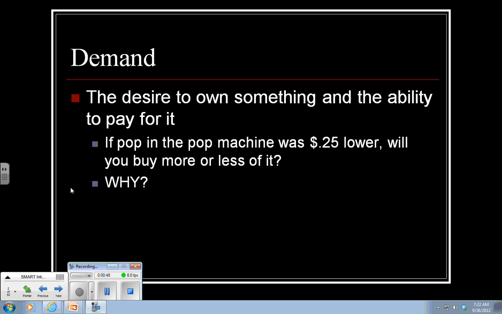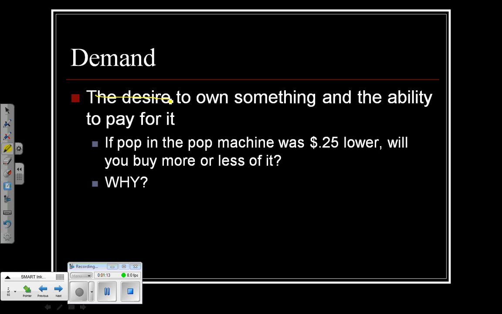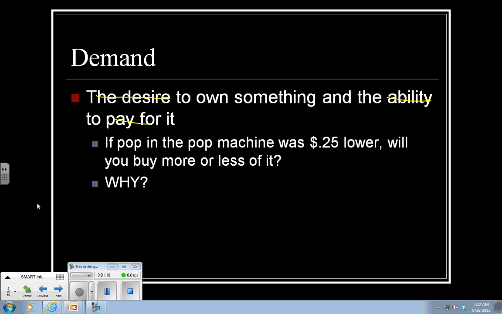Okay, think of it this way: if pop in the pop machine was a quarter less or 50 cents less, would you buy more of it or less of it? You know, if you're a pop drinker, you're probably going to buy more of it because one, you desire it, and two, it's cheaper, so you can pay for it more. Okay, so as the price goes down, your quantity consumed will go up. Now remember, demand is the desire to own something and the ability to pay for it. Okay, just remember that you need to meet those two specifications.